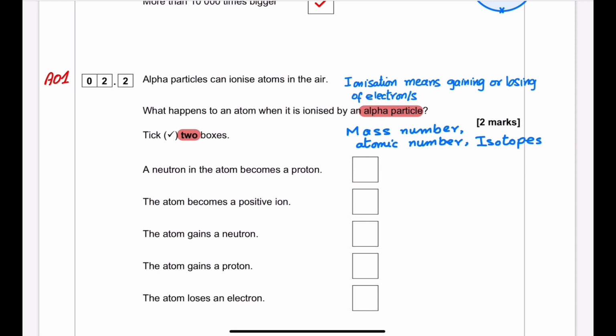The alpha particles are positively charged particles. Therefore, they will try to take the electrons from the air molecules. As a result of that, the air molecules will lose the electron. On losing the electron, an atom or particle will become positively charged. So the correct option is that the atom becomes a positive ion after losing the electron. The atom loses an electron as the result of ionization.